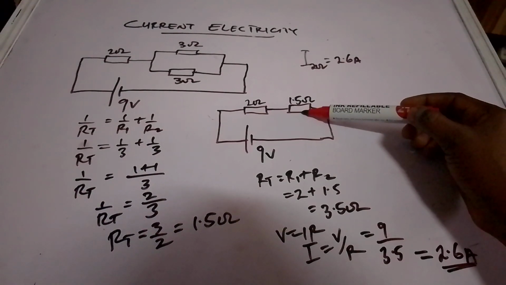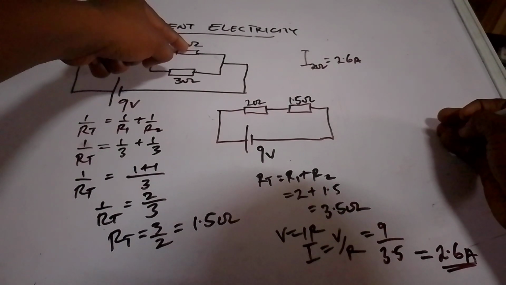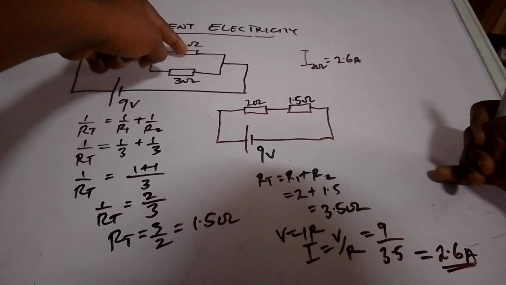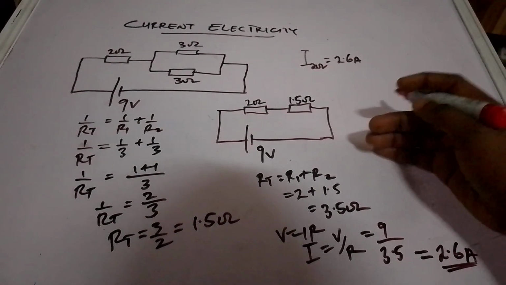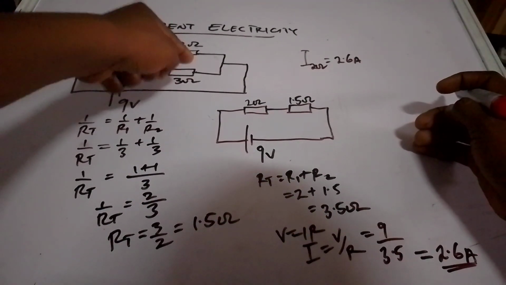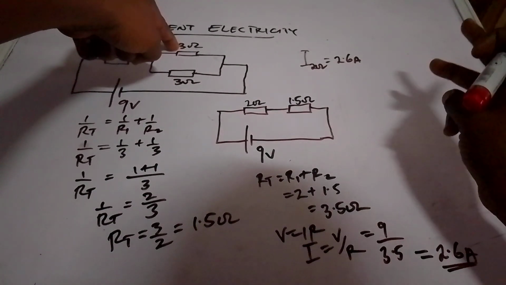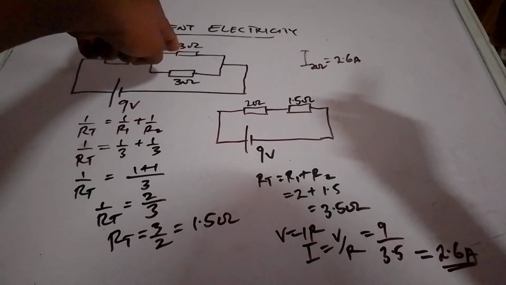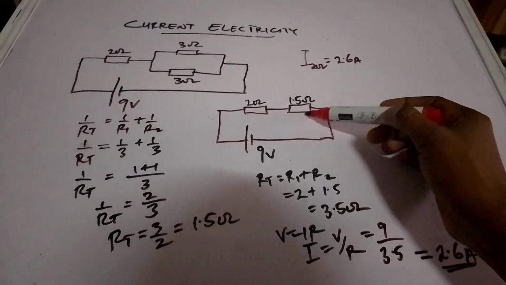Why do we need to look for the voltage that passes here? Because the current that passes here is not 2.6. To know the current that passes through here, I must know the voltage that passes through here, because V equals I R means I is V over R. So I must know the resistance here, which is 3 ohms. That one is given. But at the same time, I must know the voltage that passes here. So that's why we need to come back here to determine the voltage that passes through here and here.